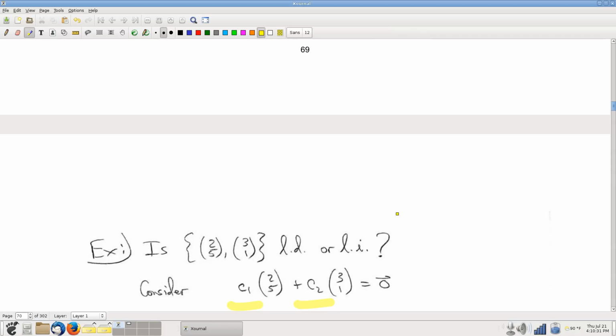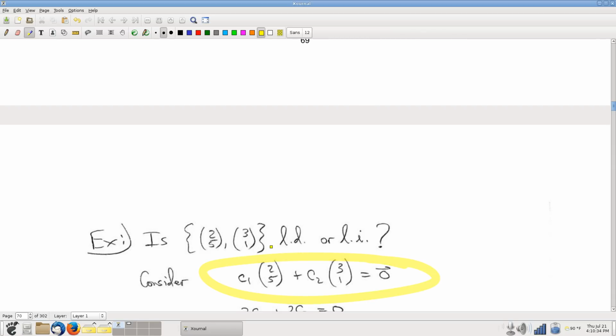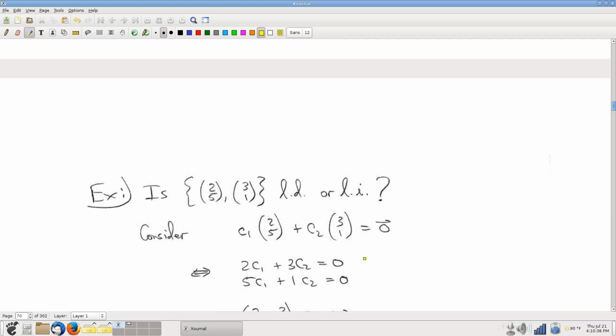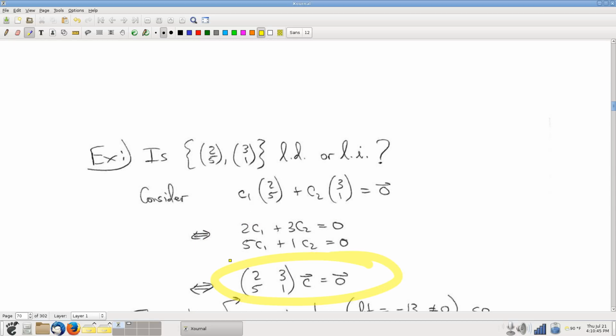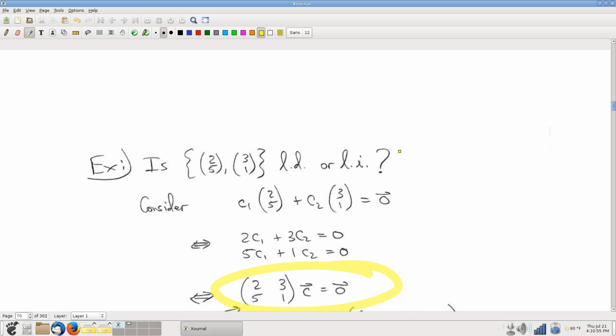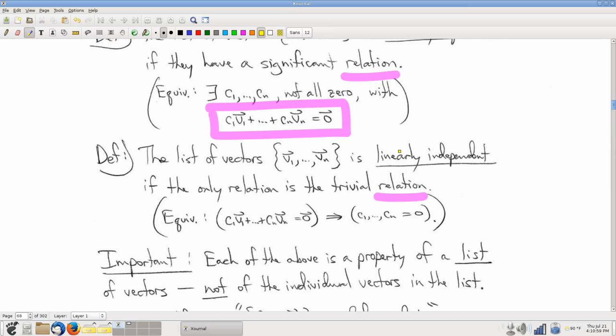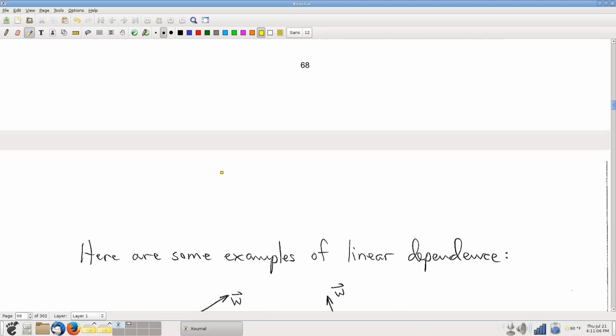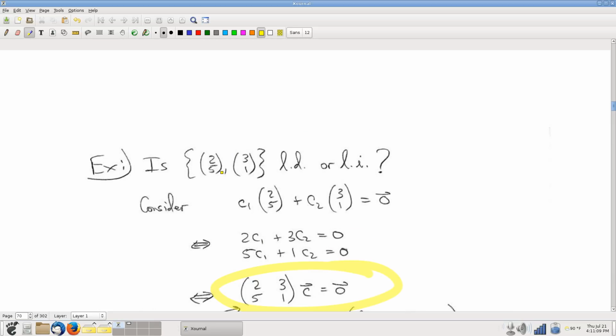Okay. Well, again, interestingly, note that we have a vector equation. Looking one coordinate at a time, that gives us a system of equations, which of course I can write as a matrix equation. So this question about independence or dependence again boils down to a system of equations. And what can I conclude about this system of equations? Now, keep in mind our goal is to decide if there's a significant relation or if it's only the trivial relation. In other words, my goal is to ask, is 0 the only solution?